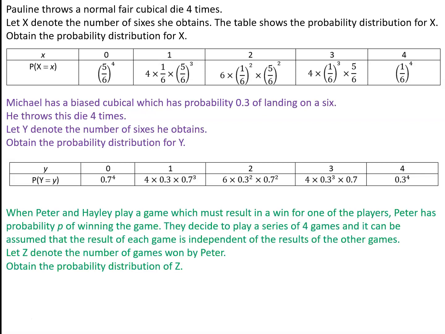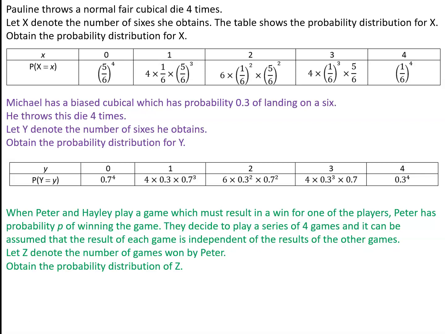When Peter and Hayley play a game, which must result in a win for one of the players, Peter has probability P of winning the game. They decide to play a series of 4 games, and it can be assumed the result of each game is independent of the results of the other games. Let Z denote the number of games won by Peter. Obtain the probability distribution of Z.